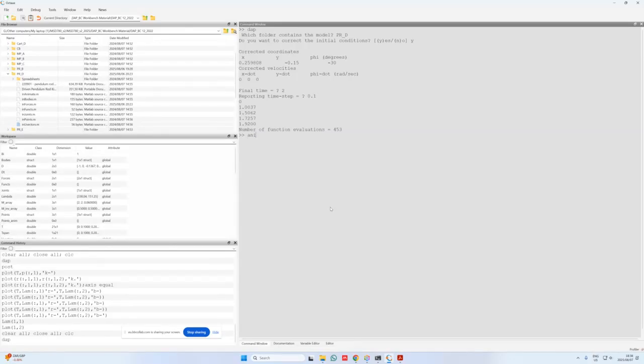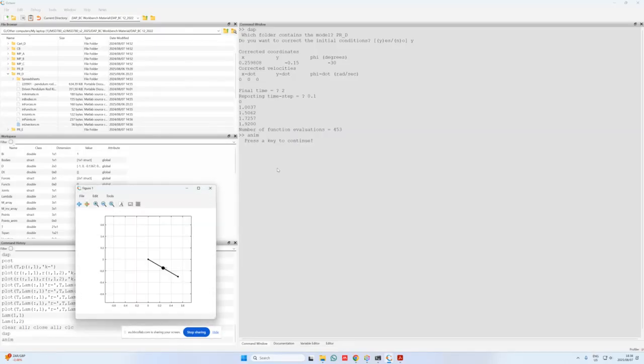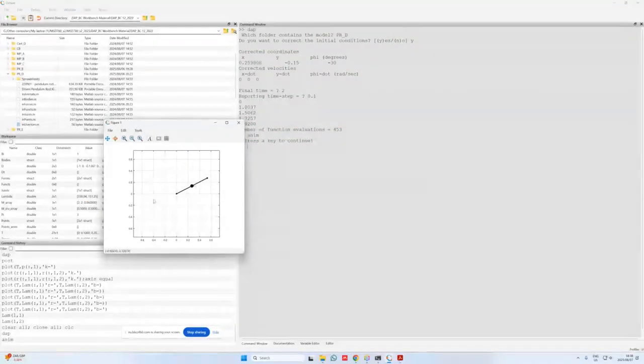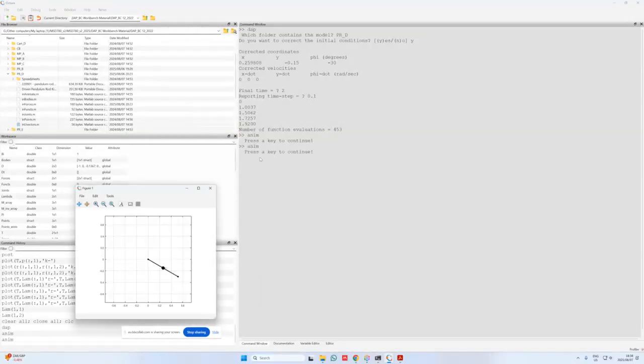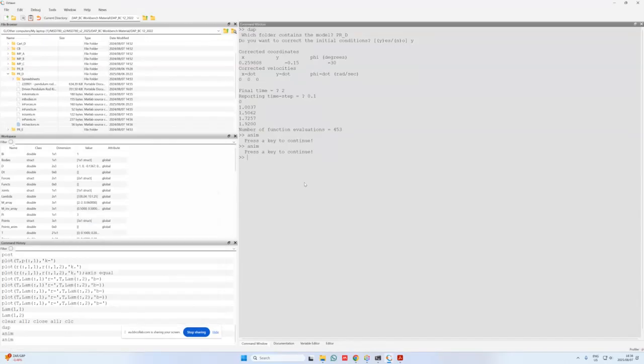So it took 450 function evaluations. If I run anim, I can now see indeed the system does seem to rotate. It started off fairly slowly, but then at the end it quickly picked up acceleration, or it started to accelerate significantly. If I just want to plot this again, I'm going to say anim, and there you can see the sudden and elaborate acceleration of this pendulum rod.